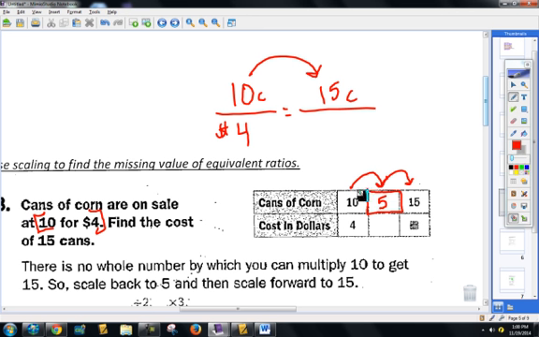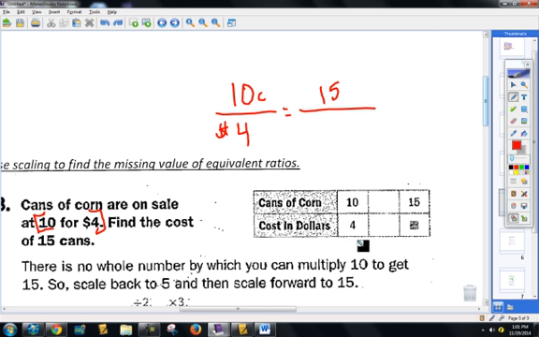So what am I doing to go from 10 to 5? Divide by 2. So what do I got to do to 4? Divide by 2. Okay, and then you get 2. What am I doing to go from 5 to 15? Multiply by 3. So what do I got to do here? Multiply by 3. It's going to be 6. Did you guys see how I did that? That's scaling.